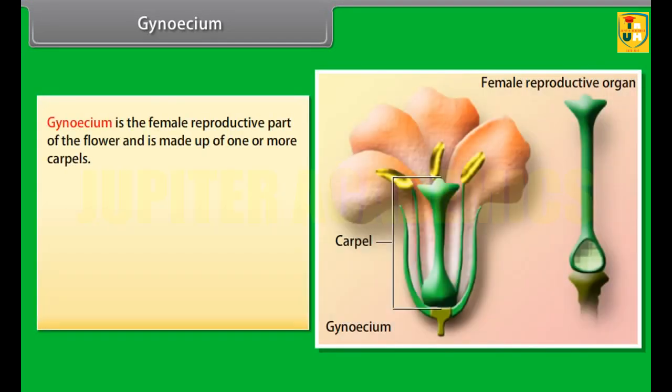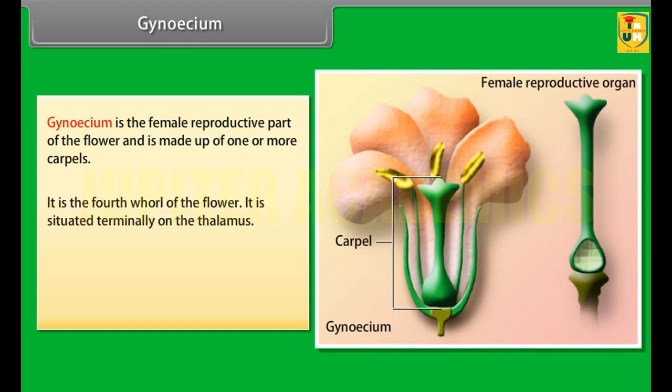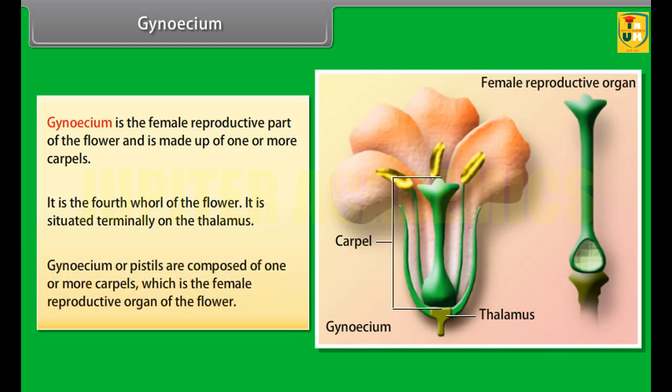Gynoecium. The gynoecium is the female reproductive part of the flower and is made up of one or more carpels. It is the fourth whorl of the flower. It is situated terminally on the thalamus. Gynoecium or pistil is composed of one or more carpels, the female reproductive organ of the flower.